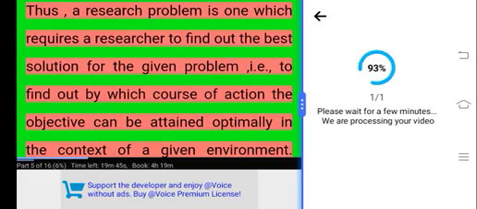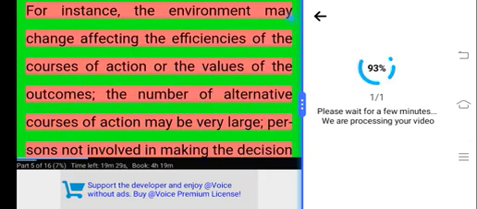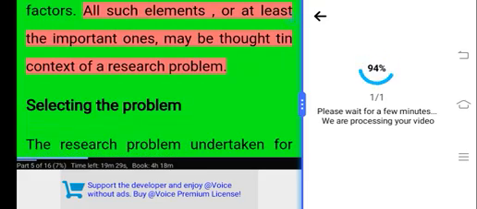given environment. There are several factors which may result in making the problem complicated. For instance, the environment may change, affecting the efficiencies of the courses of action or the values of the outcomes. The number of alternative courses of action may be very large. Persons not involved in making the decision may be affected by it and react to it favorably or unfavorably, and similar other factors. All such elements, or at least the important ones, may be thought of in the context of a research problem.